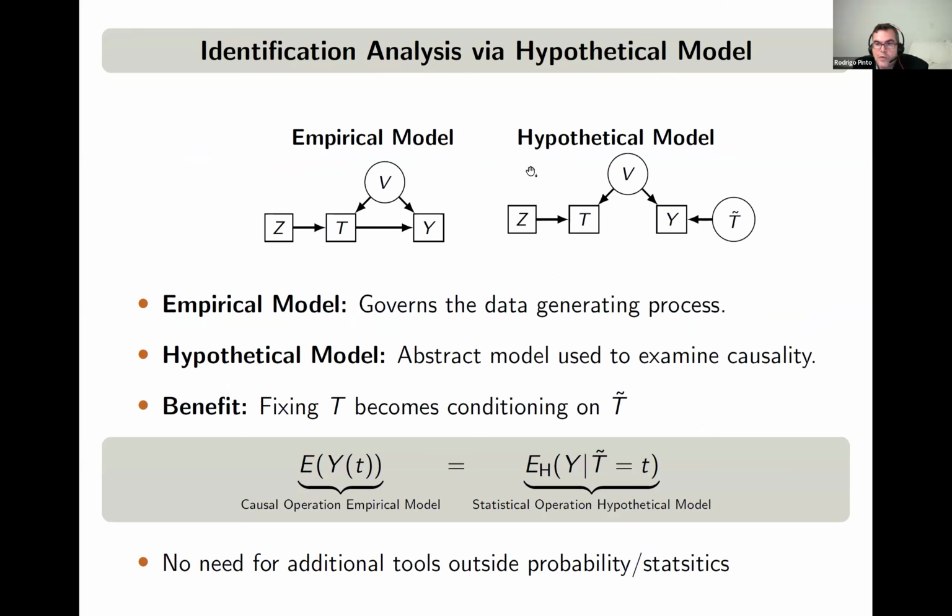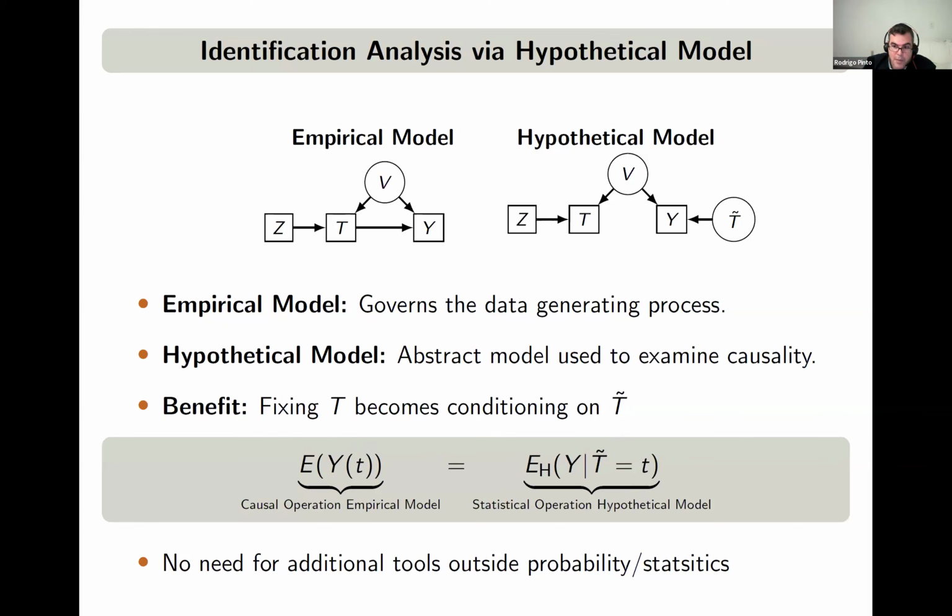Now let me go over the hypothetical model. The hypothetical model is just a different way of thinking about this idea of fixing. I have the empirical model, which is the model that generates the data, and then I have the hypothetical model. In the hypothetical model, I simply create a new random variable, t tilde, and this new random variable takes the place of the input of t on y. For instance, I break the causal effect of t on y, and then t tilde affects y. In this new hypothetical model, it is easy to show that the expected value of the counterfactual outcome using fixing is simply statistical conditioning. So it solves this issue of fixing not being well defined in statistics.